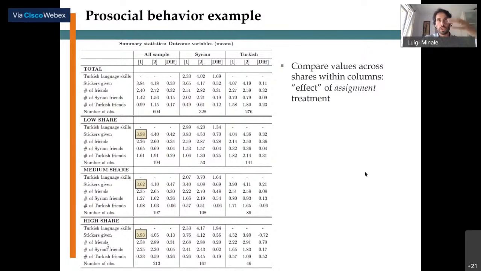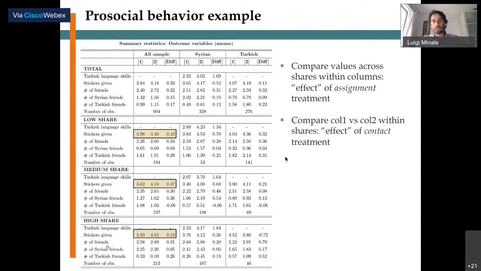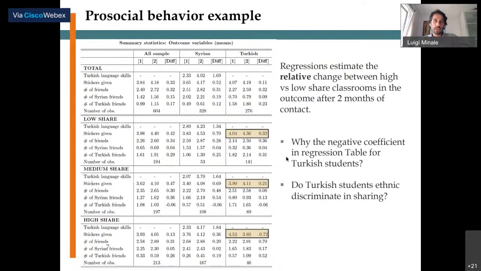Okay, so individuals who are assigned to different groups, you already see at the beginning that it doesn't seem that kids who are assigned to classes with a high share of Syrians have a different attitude in terms of the dictator game. If you look along the row, you're going to see the effect of the contact treatment. And then what you do in the regression, we didn't have time to discuss them that much, is estimate a relative effect between high and low share classrooms.